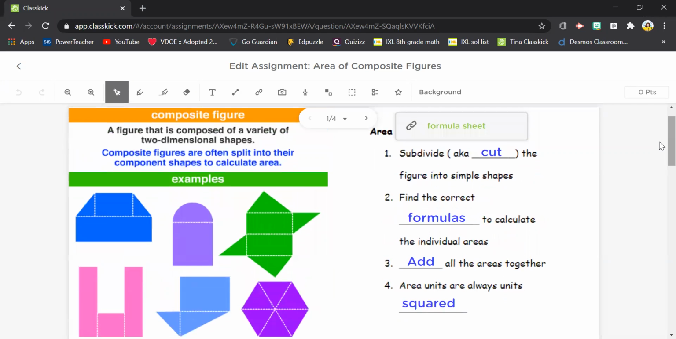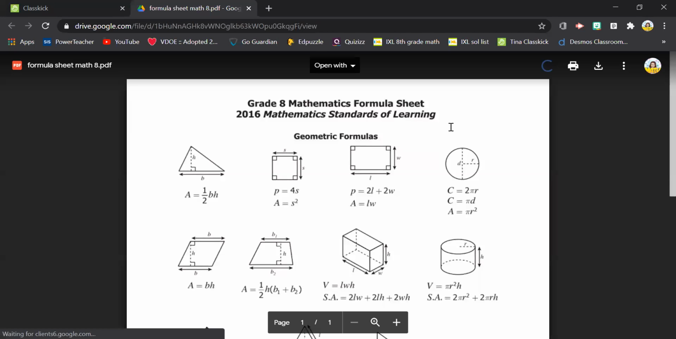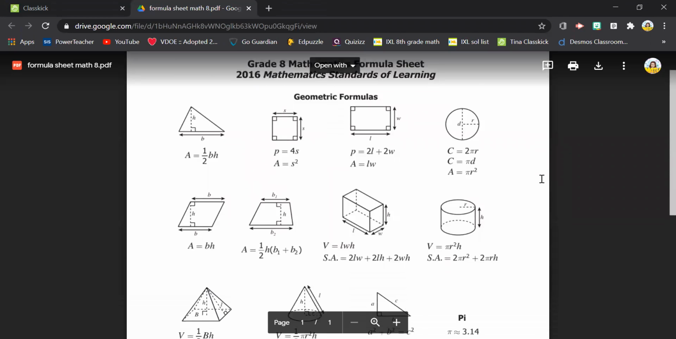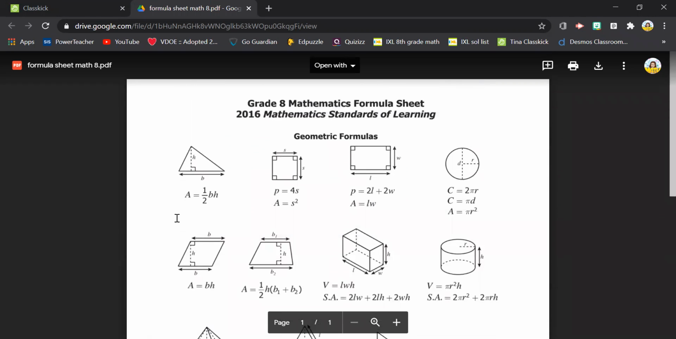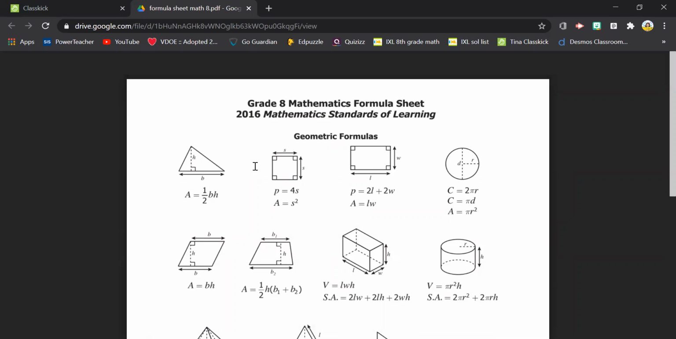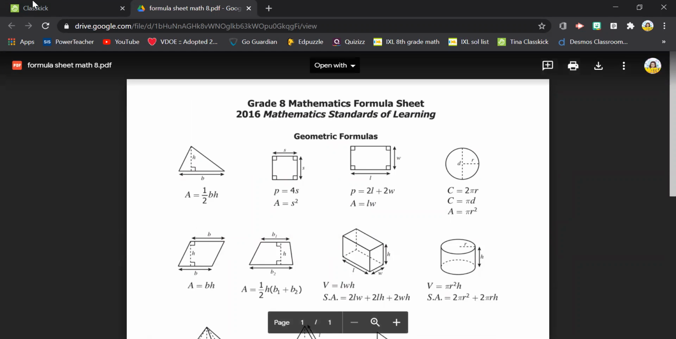When we're trying to find the area of composite shapes, please make sure that you are familiar with this formula sheet. This is the exact formula sheet that you are going to have on the SOL. So it's really good to get familiar with this. We're going to be using these 4 along the top and then these first 2 in the second row.